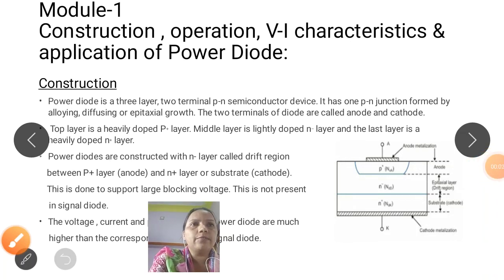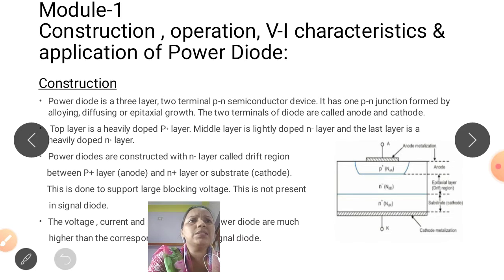So let's start with the construction part of the power diode. Power semiconductor diodes are similar to the low power PN junction diode, known as the signal diode. But power semiconductor devices are more complex in structure and in operation than their low power counterparts. How?